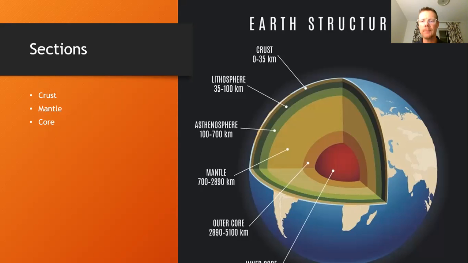Our outer core, so the core is comprised of two components. The outer core, 2890 to 5100 kilometers deep, and then the inner core is our deepest section of the Earth as we know it. As we know it, again, obviously, some of this is speculation, some of this is just our understanding.